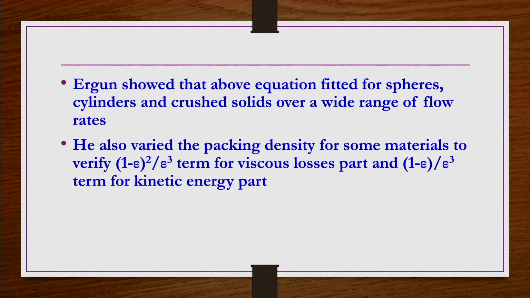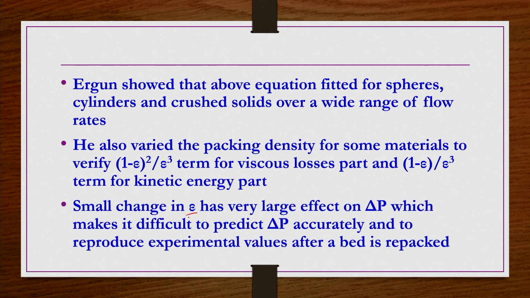He also varied the packing density for some materials to verify why the (1 minus epsilon) square by epsilon cube term for the viscous losses part, that is the first part on the right hand side, and why the (1 minus epsilon) by epsilon cube part for the kinetic energy part, that is the second part. And then he found that small changes in epsilon have a very large effect on delta P, which makes it difficult to predict delta P accurately and to reproduce experimental values after a bed is repacked.